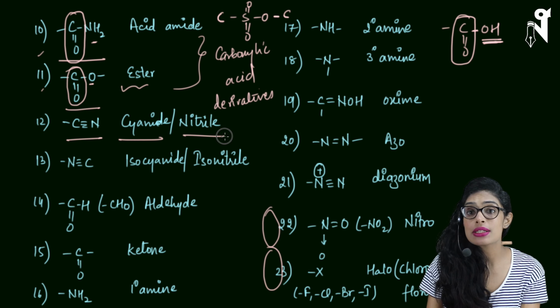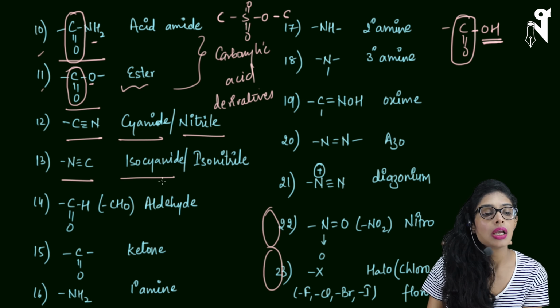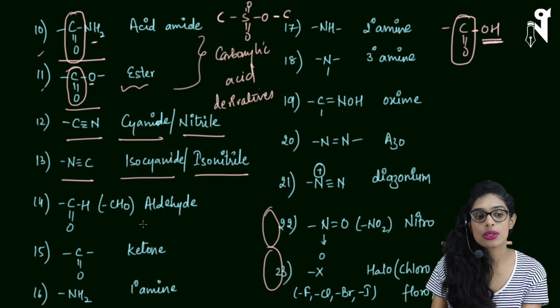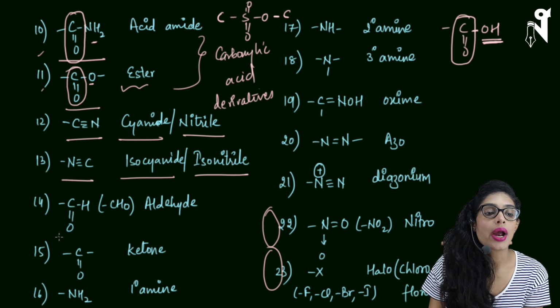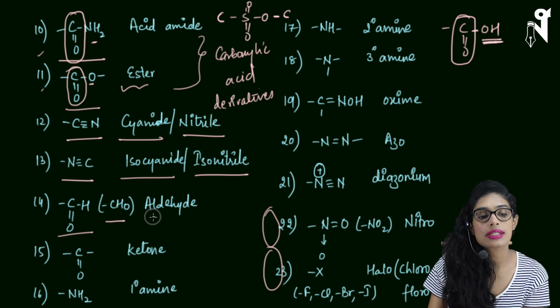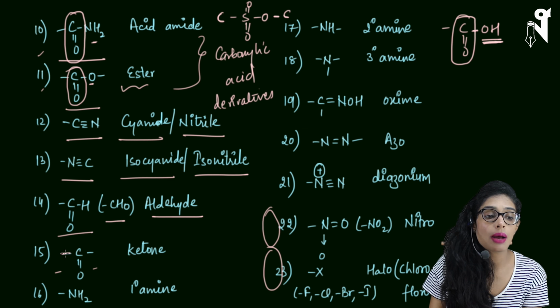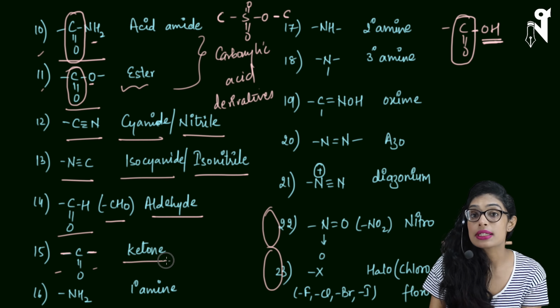This group is also called nitrile. N triple bond C. This is called isocyanate. We have spoken about these groups before. This is called isocyanide or isonitrile group. COH, C double bond OH. This is also called CHO. This is aldehyde. C double bond O, simple C double bond O, where it is connected to the carbon chain from two ends. This is called ketone.